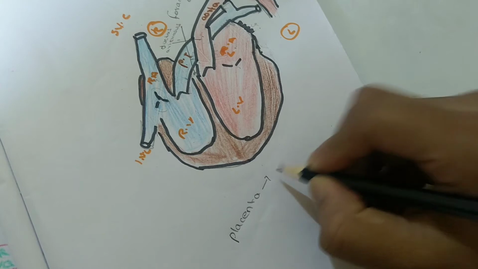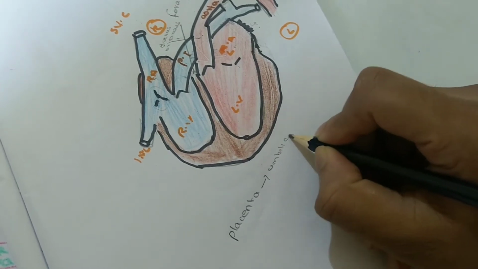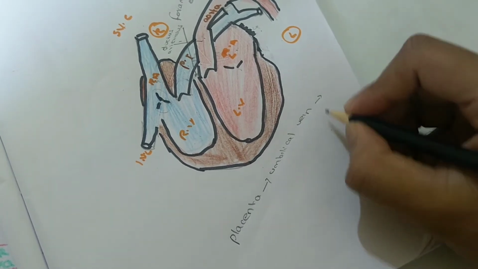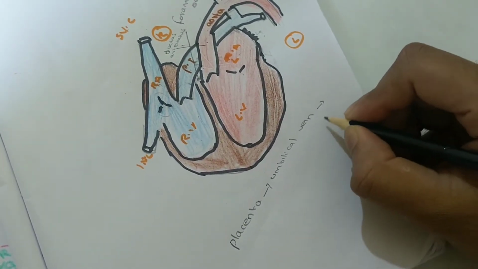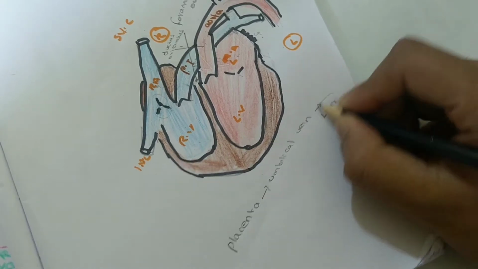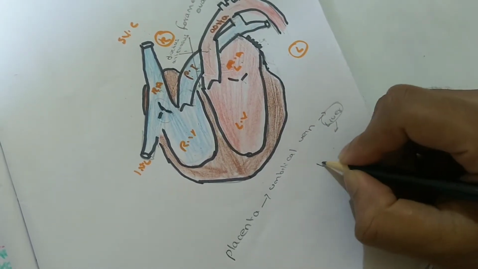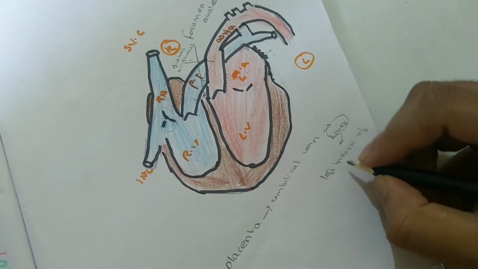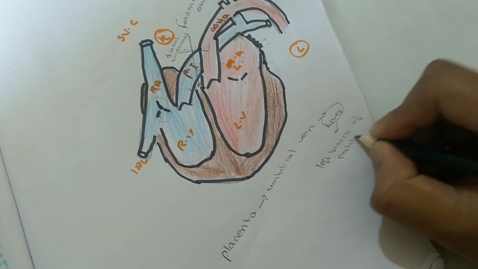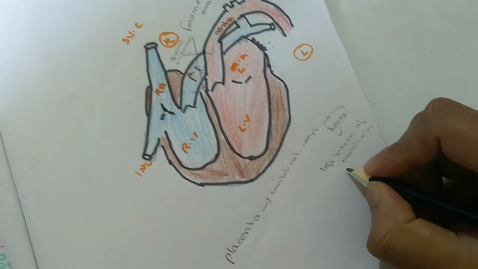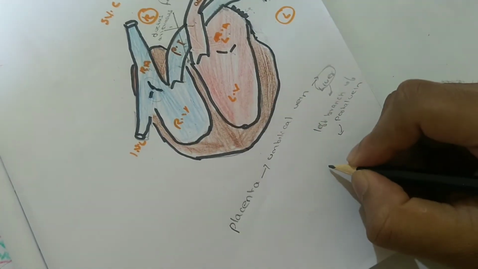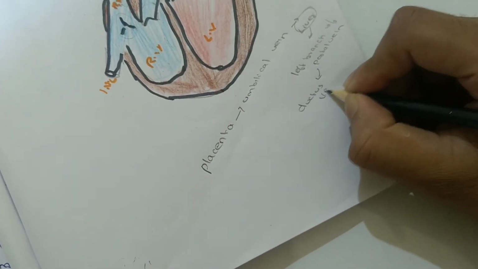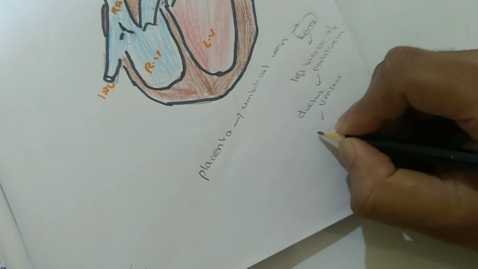From the placenta, through one umbilical vein, the fetus gets its oxygenated blood, and the umbilical vein goes into the liver. Over the liver, it fuses with the left branch of the portal vein, and the left branch of the portal vein shunts through something known as the ductus venosus into the inferior vena cava.